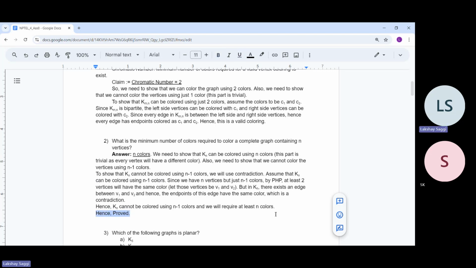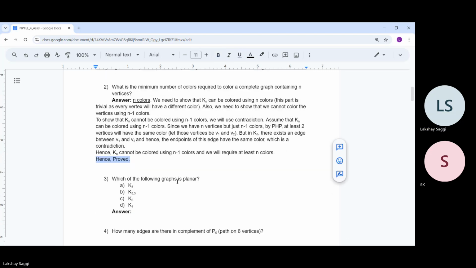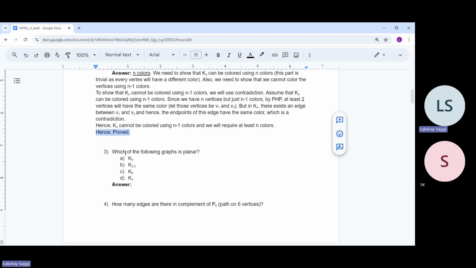Okay, then I guess we can move on to the third question. The third question just asks... okay, SK is typing something in the chat.